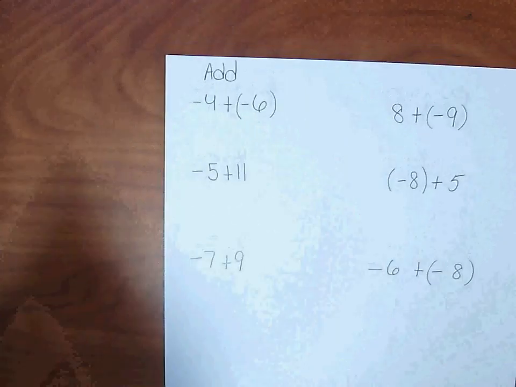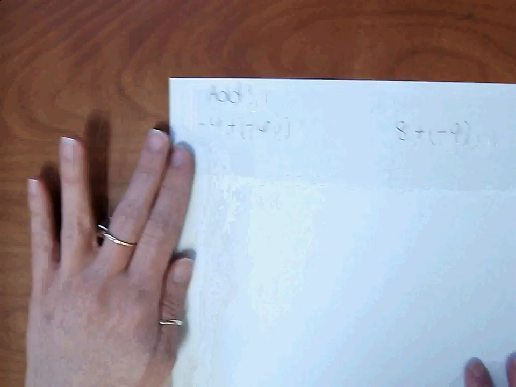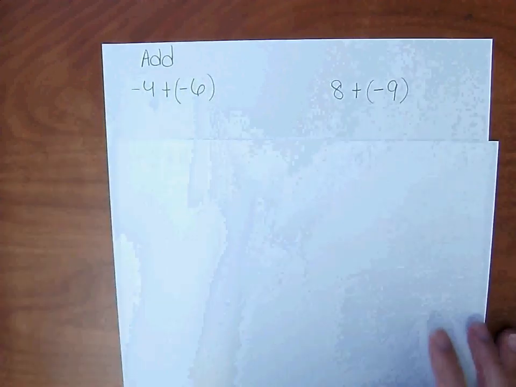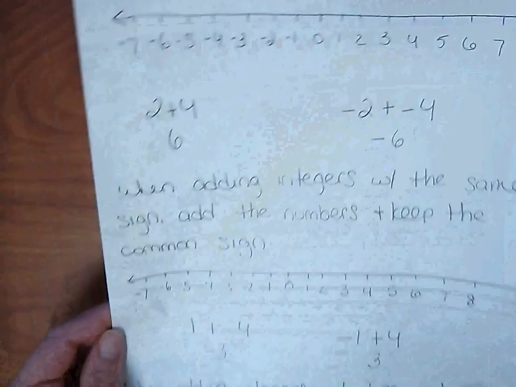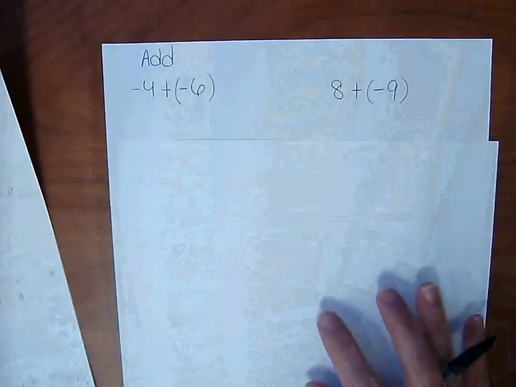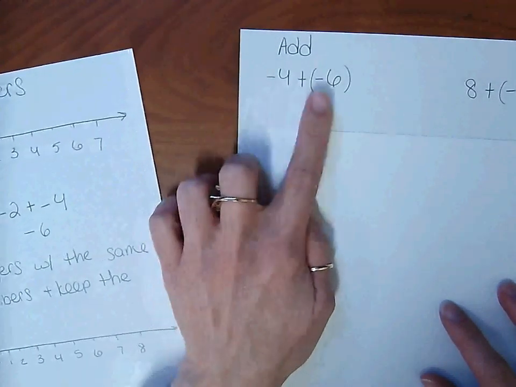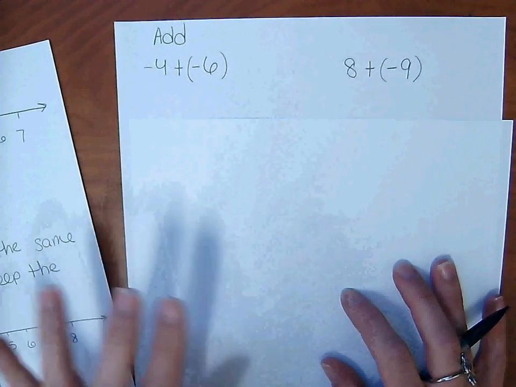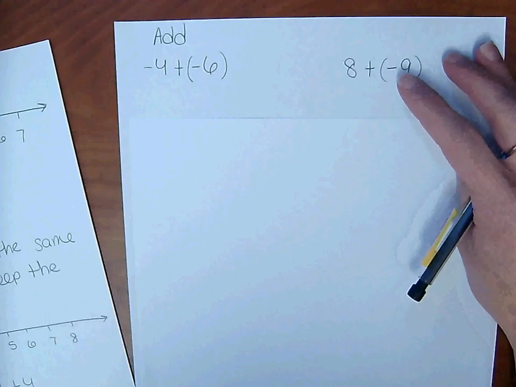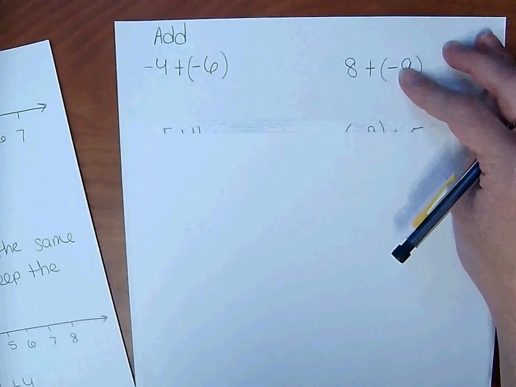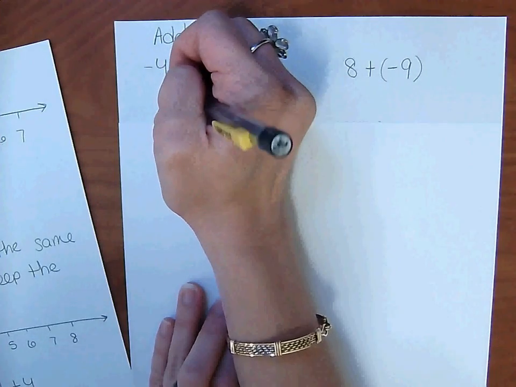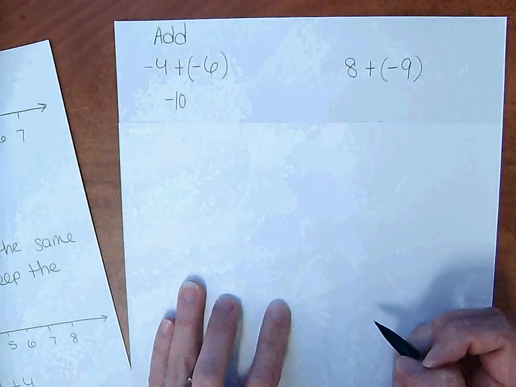So let's go ahead and add. In our first example, negative 4 plus negative 6. We kind of need to keep these two directions handy for ourselves. And notice we have the same sign. So we go to the directions of when we have the same sign. When adding integers with the same sign, add the numbers and keep the common sign. So 4 and 6 is 10, and the common sign is negative, negative 10.